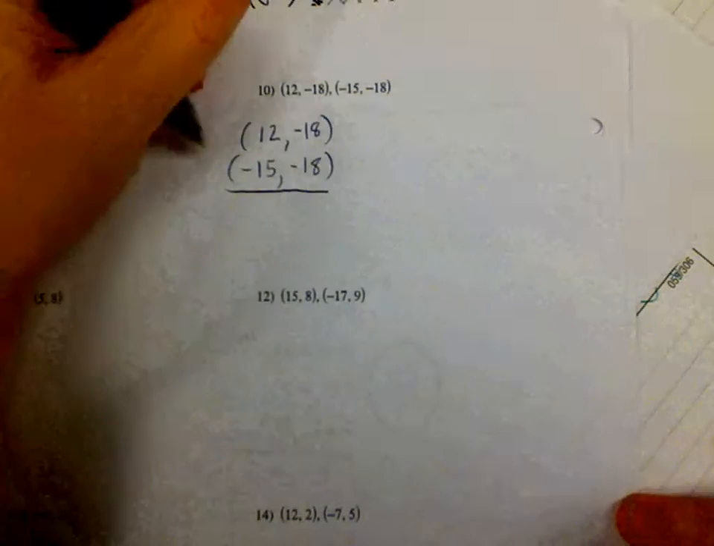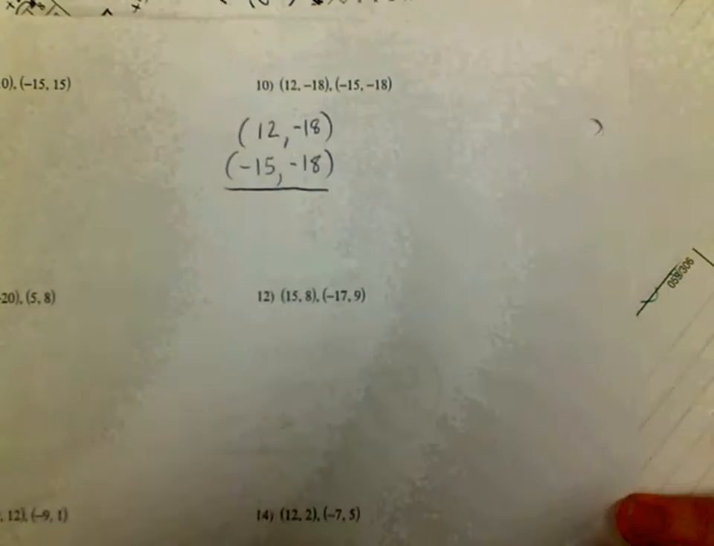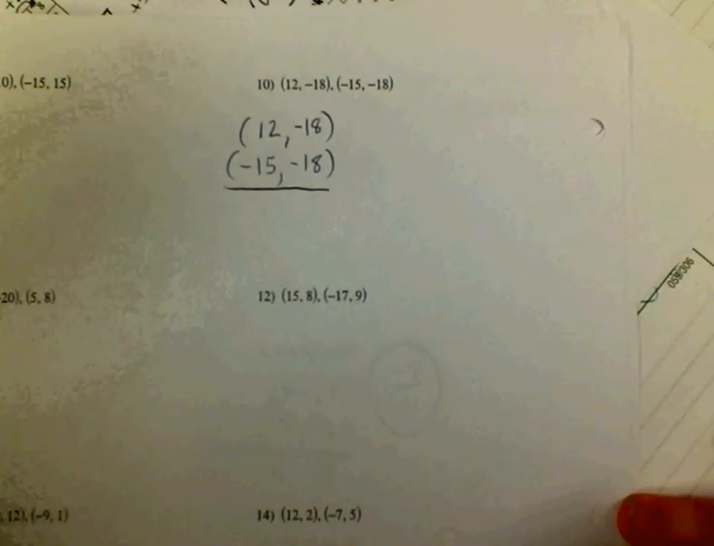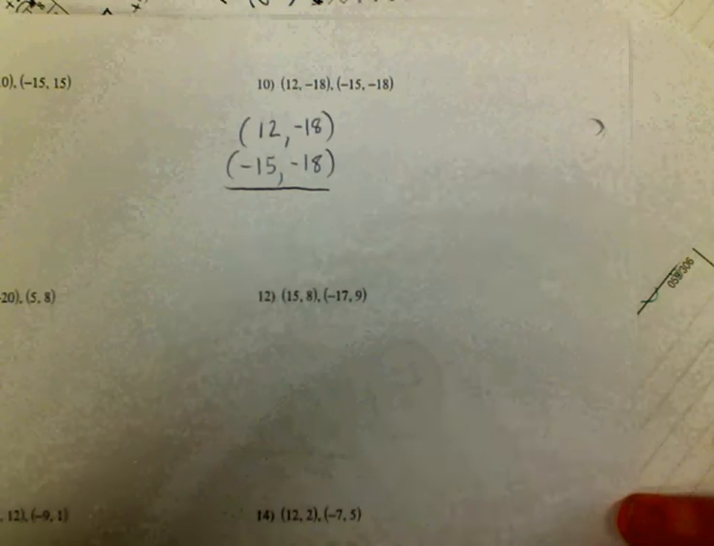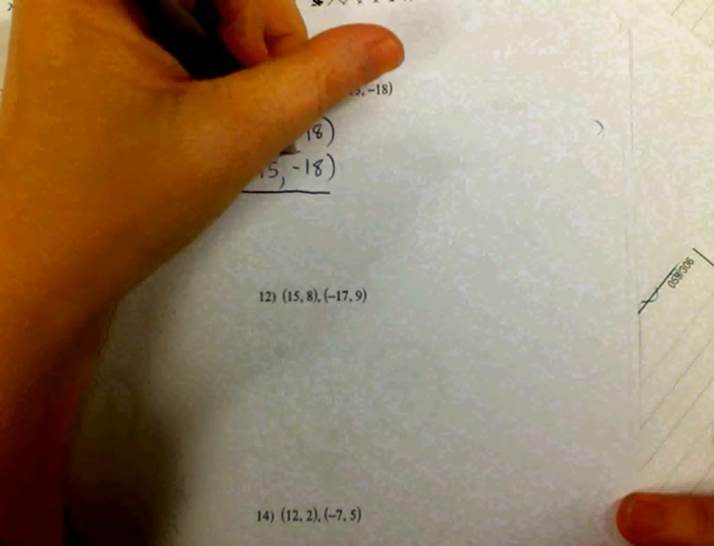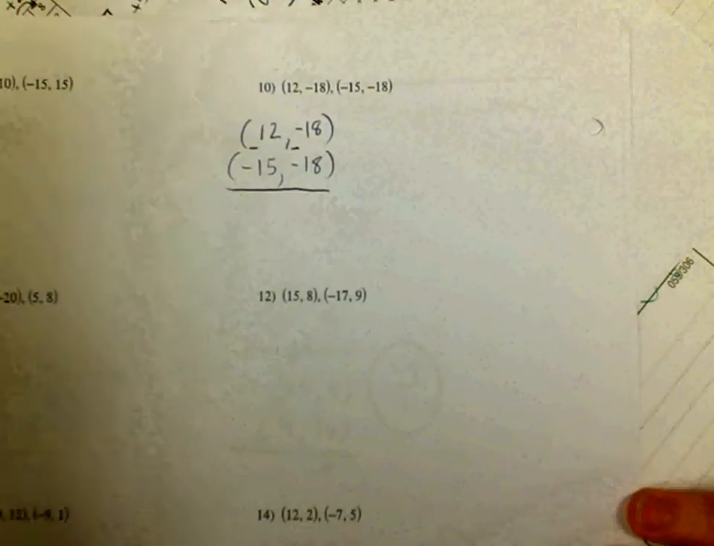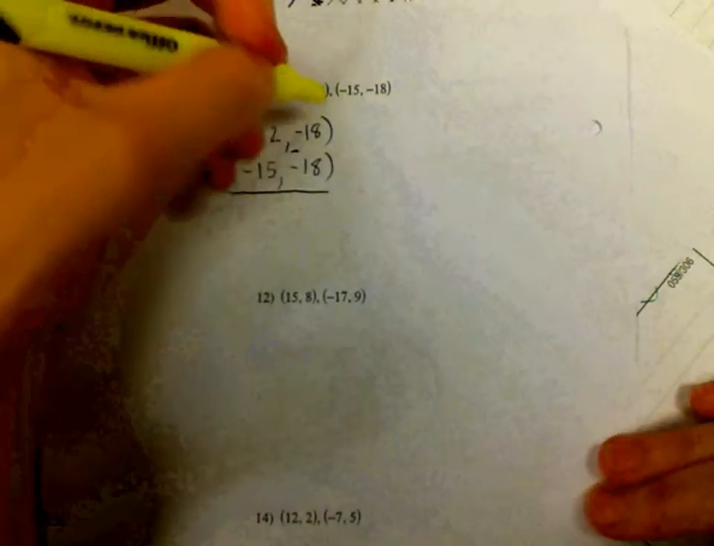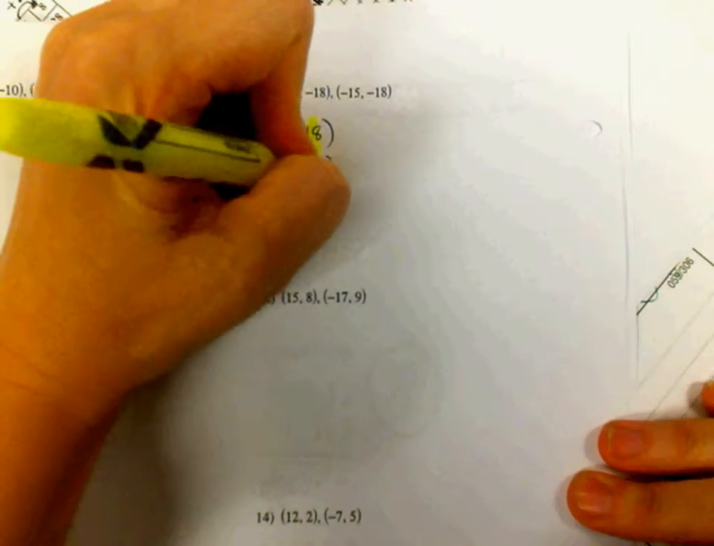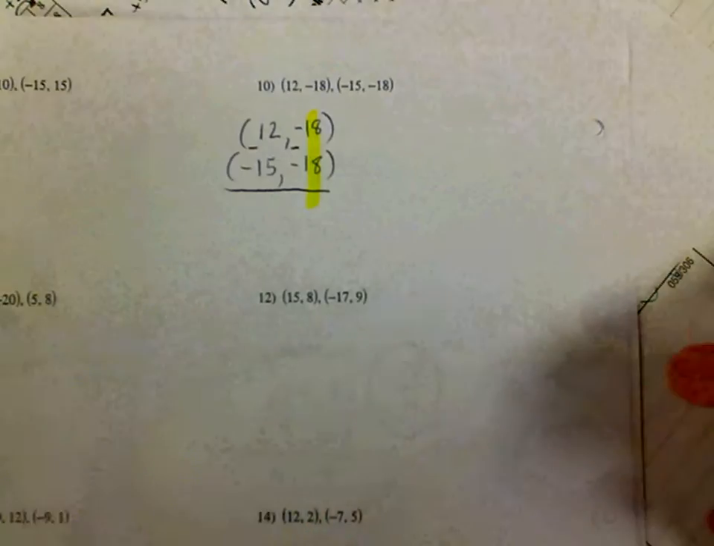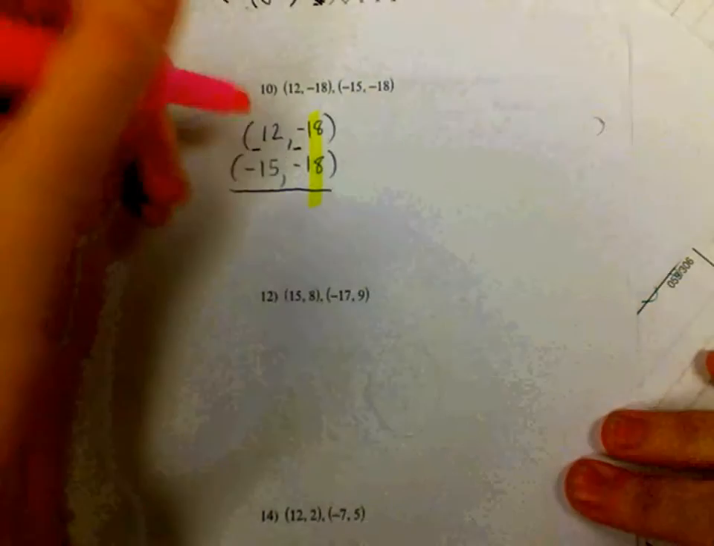Okay, so step 1 is pick your points, step 2, stack. Step 3 is to subtract. So draw a subtraction sign, and we're going to subtract our y's here, and then subtract our x values here.